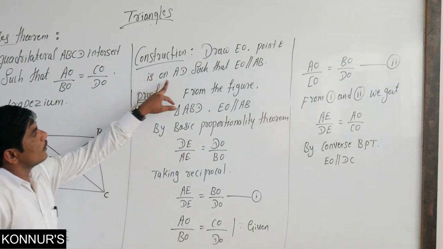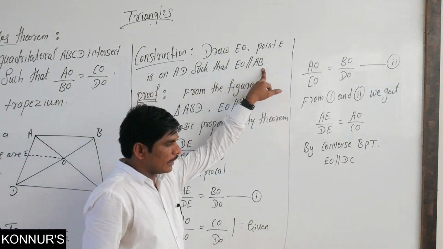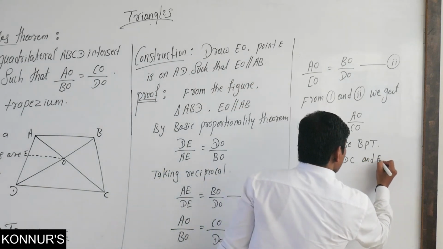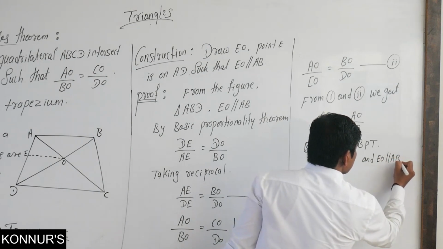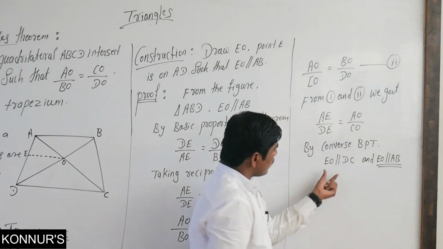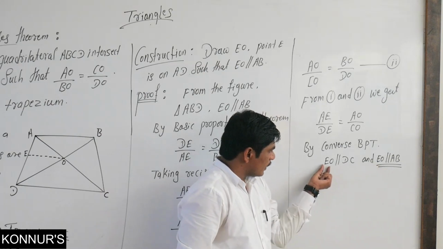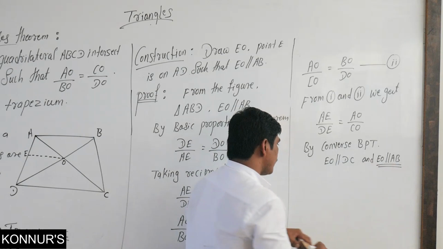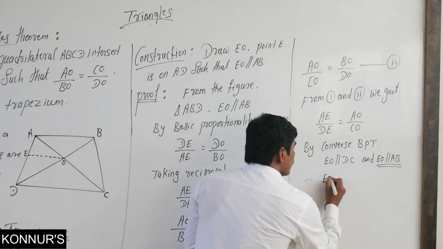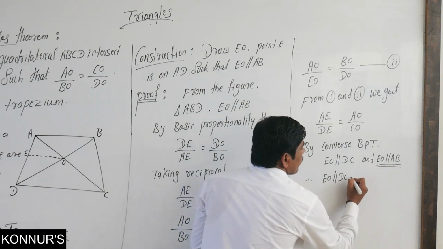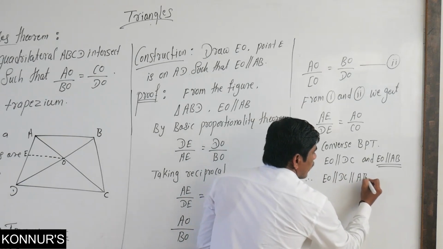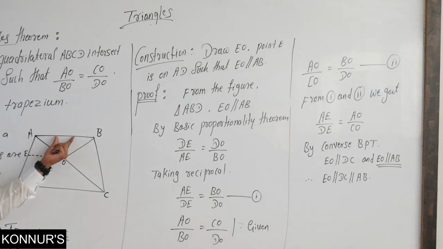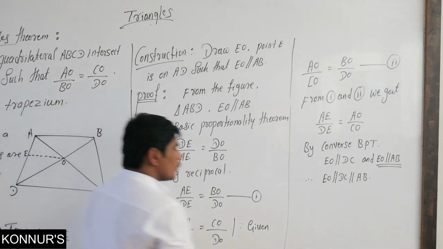Now we construct EO parallel to AB. This is the construction part. Generally we observed these two results: EO is parallel to DC, and EO is parallel to AB. It means EO is parallel to DC and also parallel to AB. The result is true. Now we observe in the figure AB is parallel to DC is true.